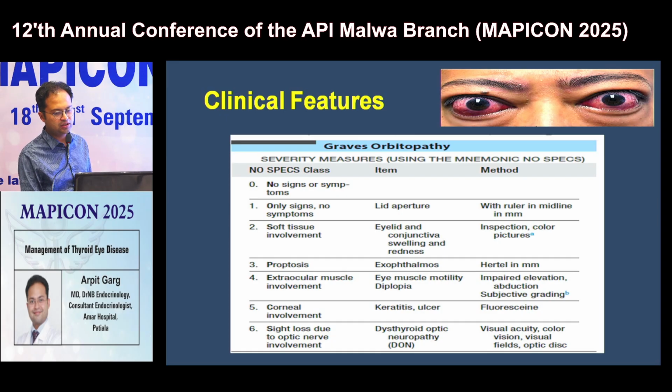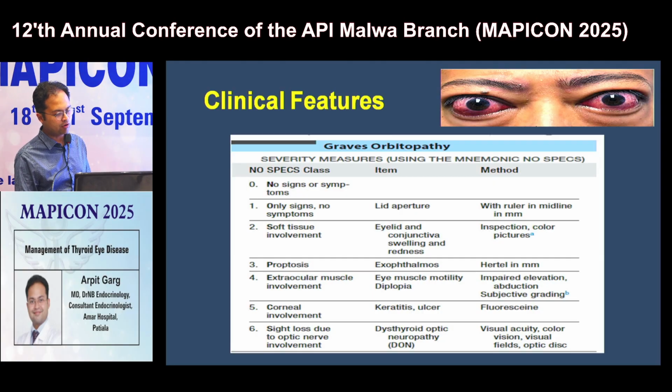And as you can see in this picture, there is typical eyelid swelling, redness is there, and if you see by the slit lamp, there will be chemosis or conjunctival swelling. Then proptosis, which is measured by an instrument called Hertel's ophthalmometer. Proptosis is basically bulging of the eyeballs. Extraocular muscle involvement will lead to diplopia, impaired eye motility, which can be easily checked by clinical examination.